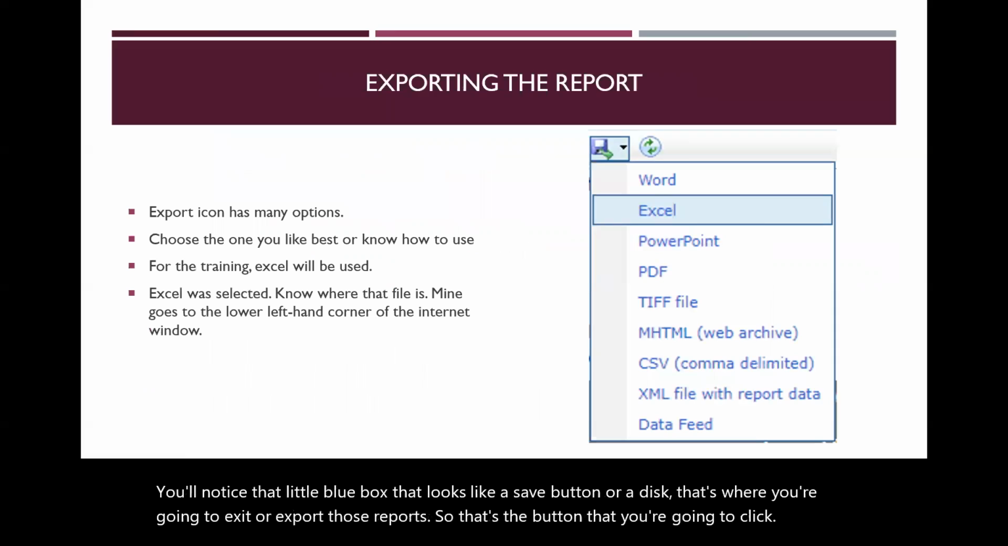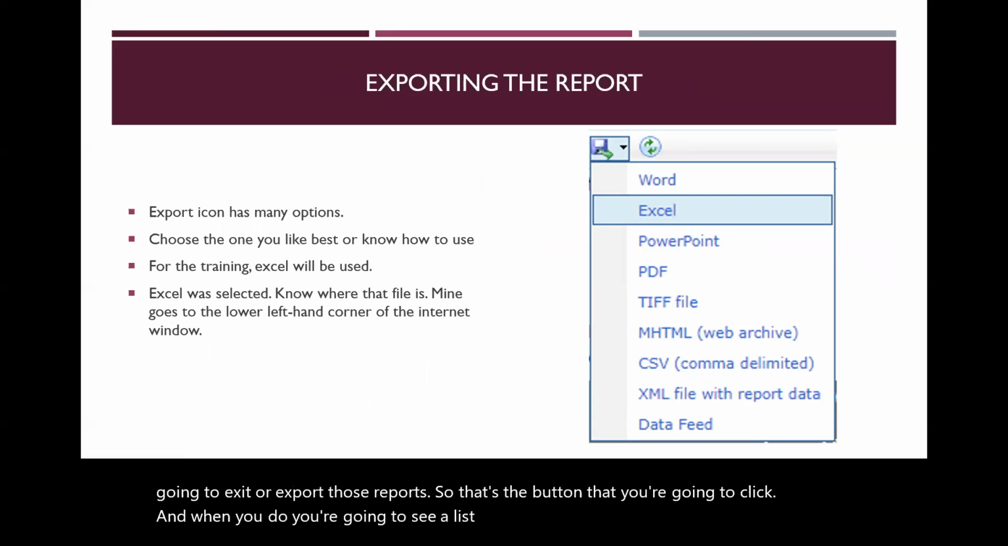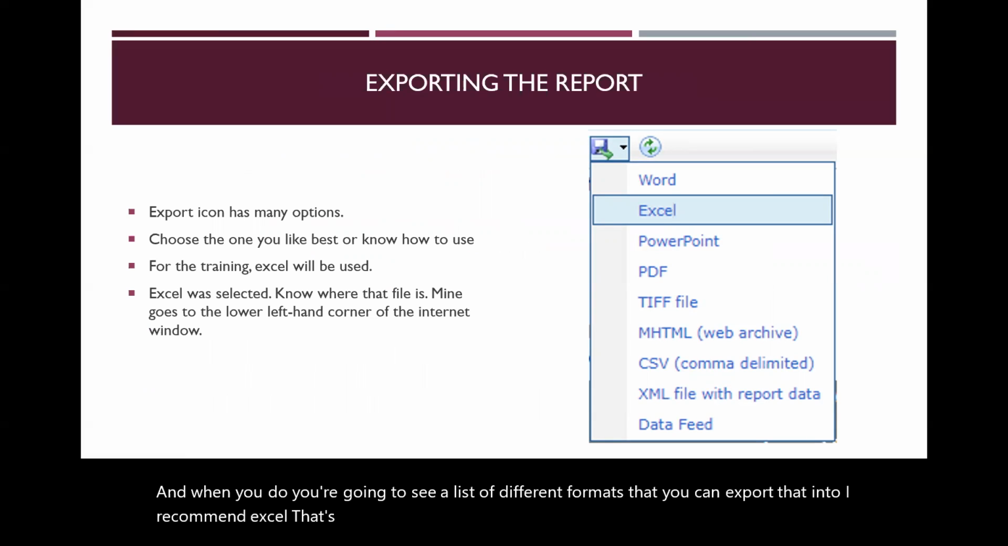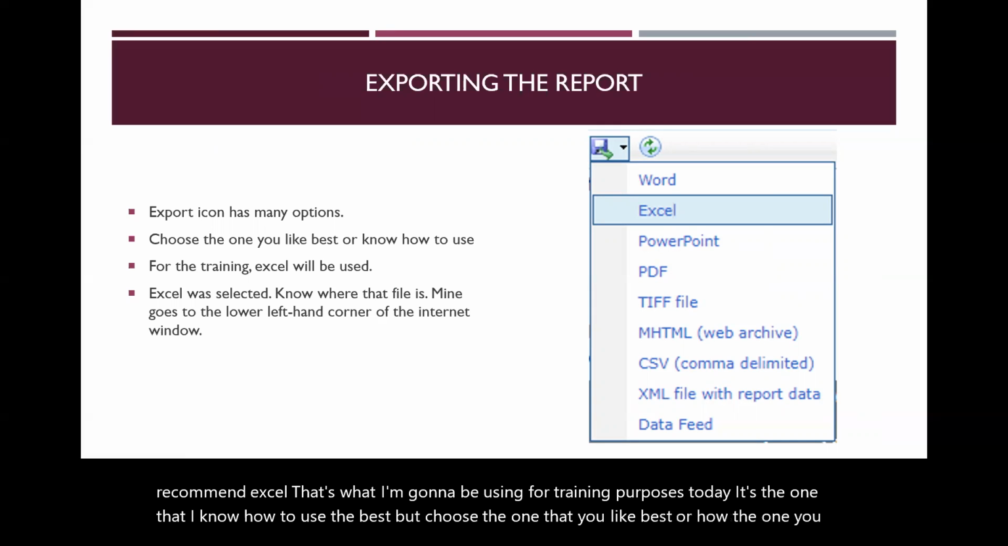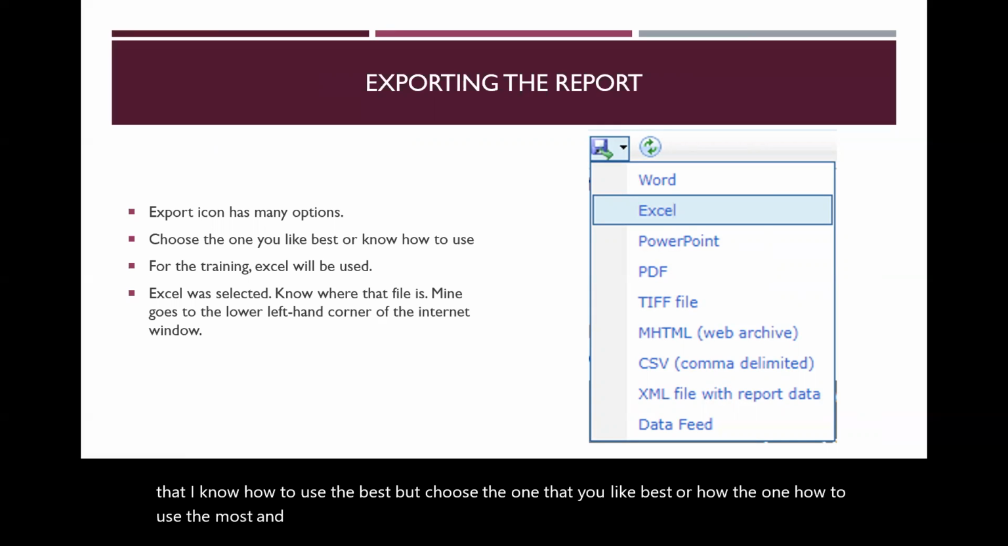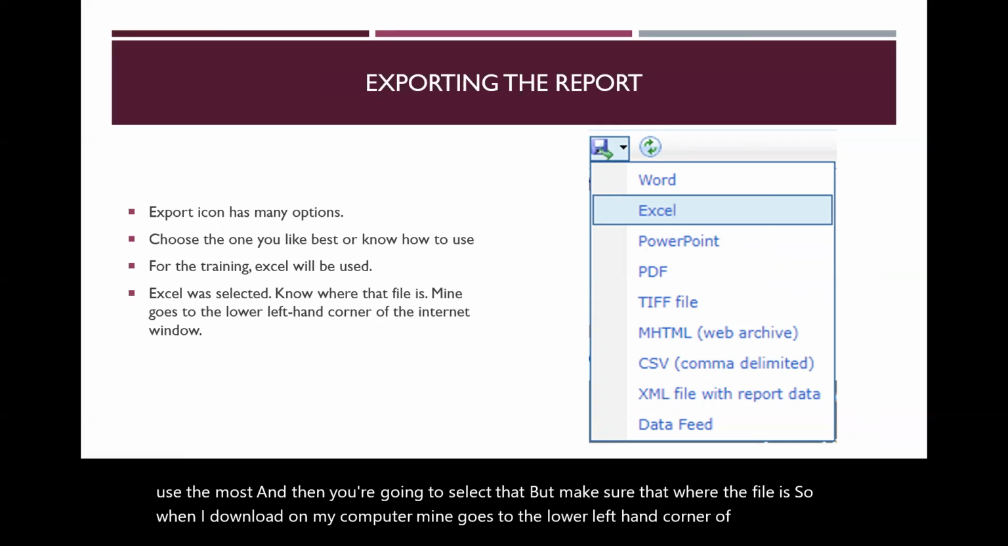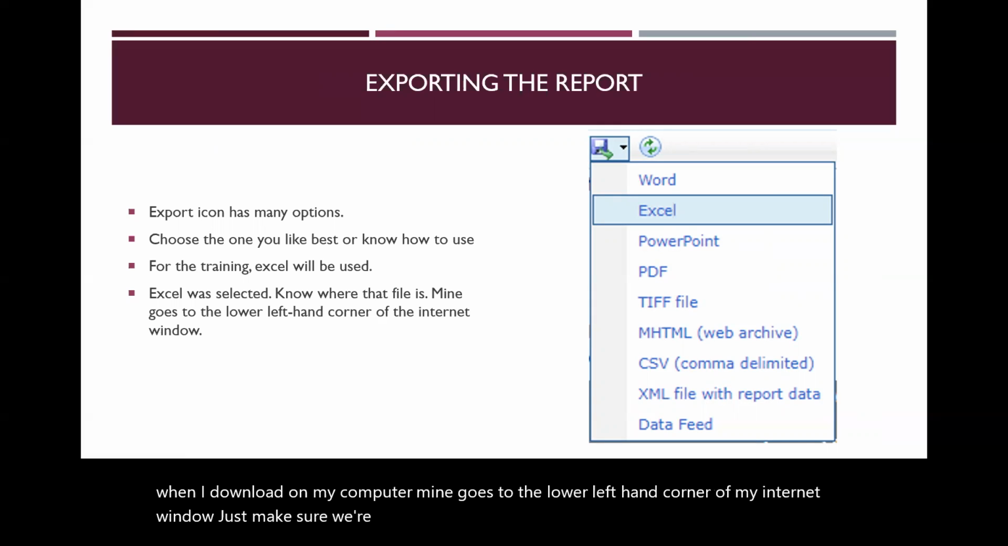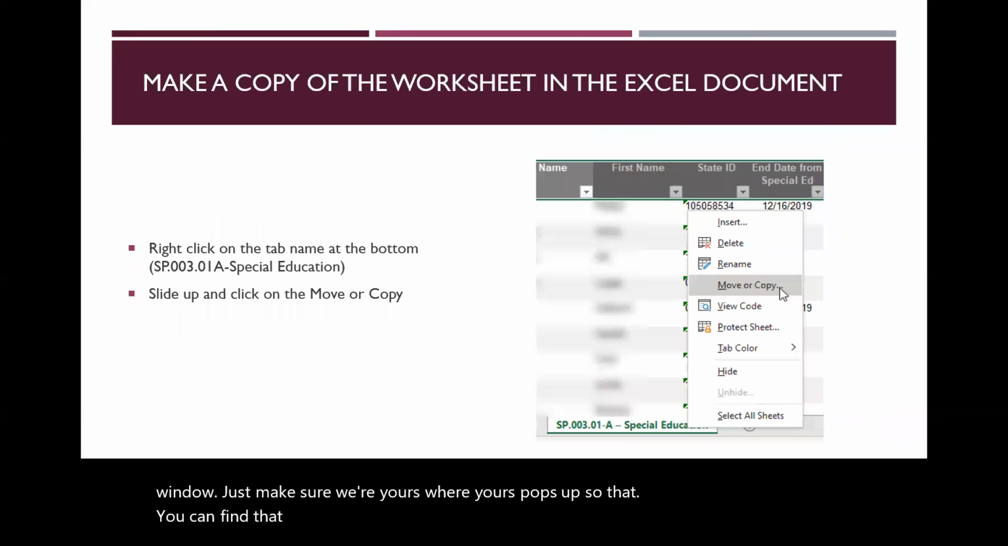And when you do, you're going to see a list of different formats that you can export that into. I recommend Excel. That's what I'm going to be using for training purposes today. It's the one that I know how to use the best, but choose the one that you like best or the one you know how to use the most. And then you're going to select that, but make sure that you know where the file is. So when I download on my computer, mine goes to the lower left-hand corner of my internet window. Just make sure where yours pops up so that you can find that report and click on it.